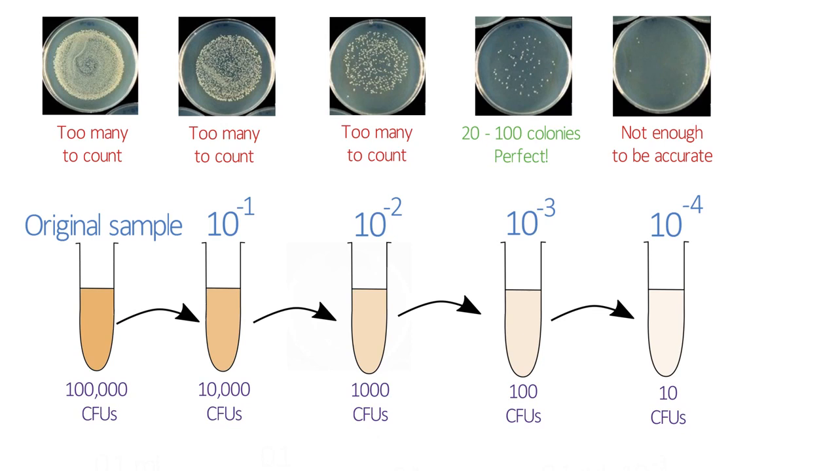Any more than that, and there'll just be too many colonies to count, but counts below 20 tend to be quite inaccurate. It just becomes a matter of chance as to whether you get, say, 4 or 6 bacteria on the plate, but that might mean that you get quite significant errors in your calculations.